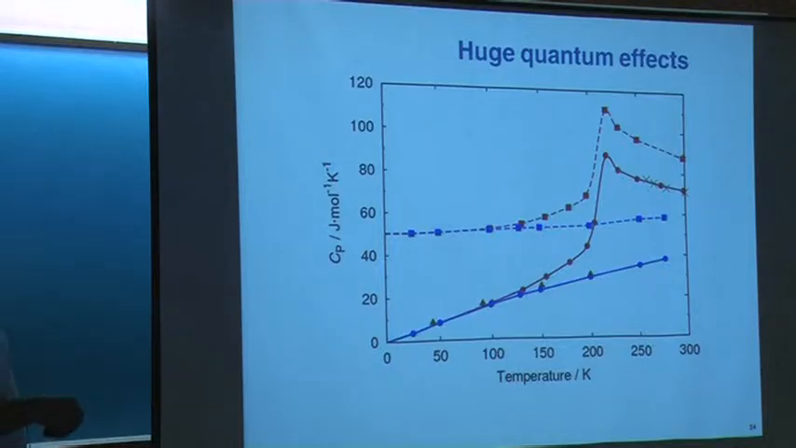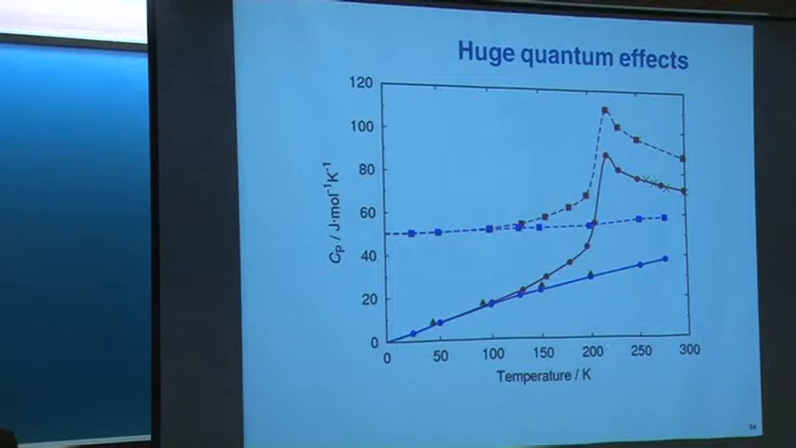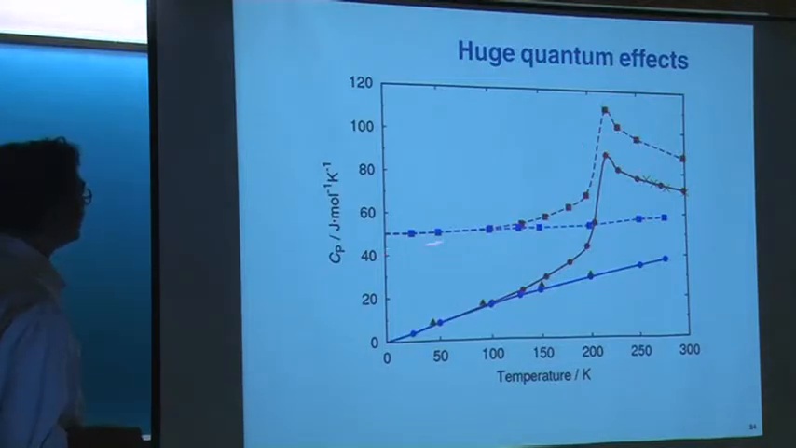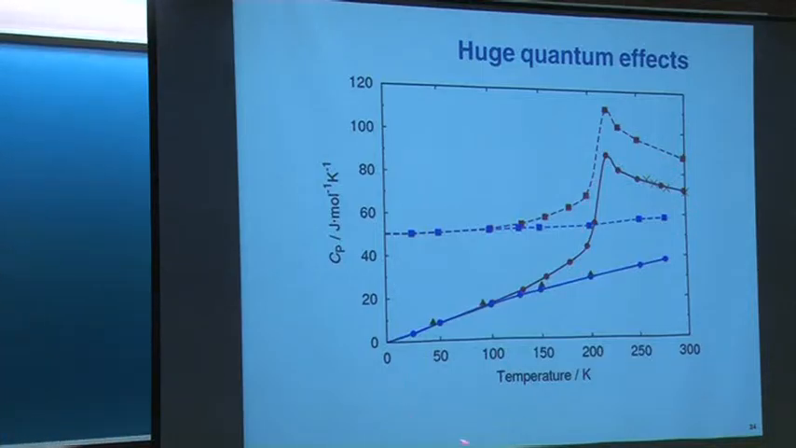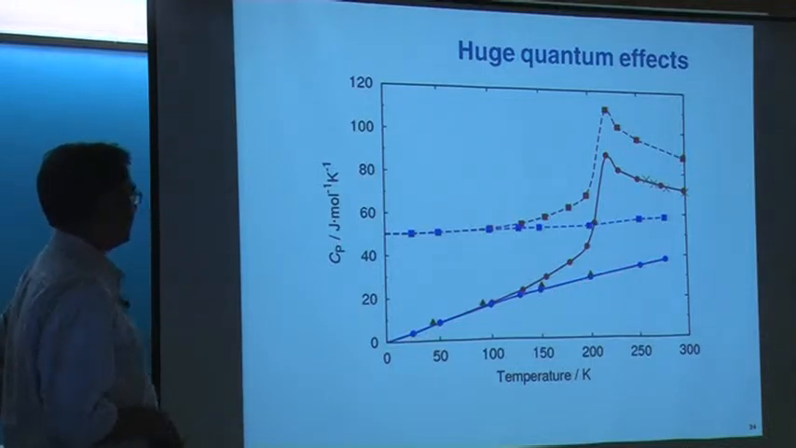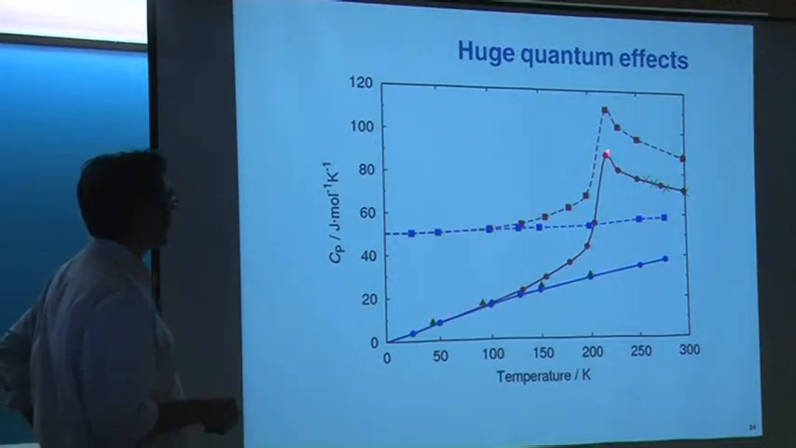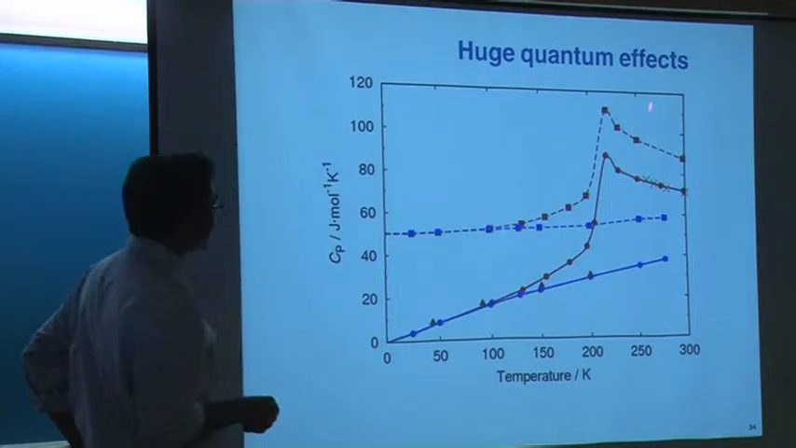Now we come again to theoretical calculation. There is a huge quantum effect in water which we did not anticipate. Huge quantum effect: this is the quantum specific heat and this is the classical specific heat. These agree exactly with the experiment, and this is the specific heat of quantum-corrected ice, which again agrees exactly with the experiment. This is known experimentally fairly accurately. So there is a huge quantum effect.